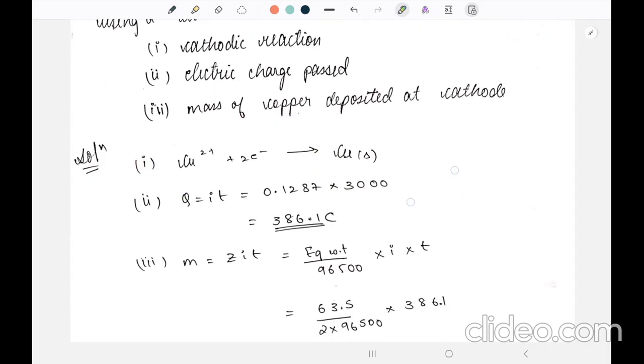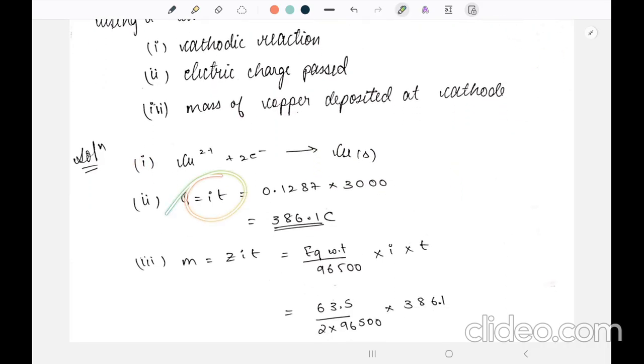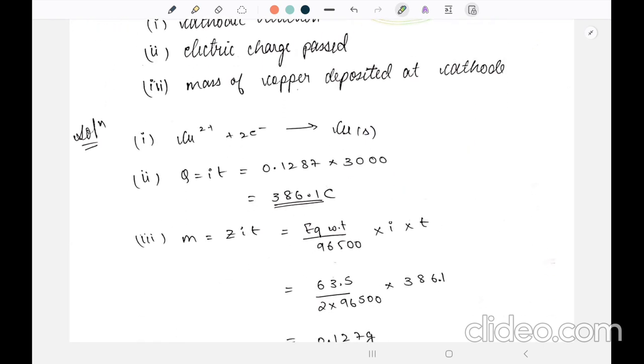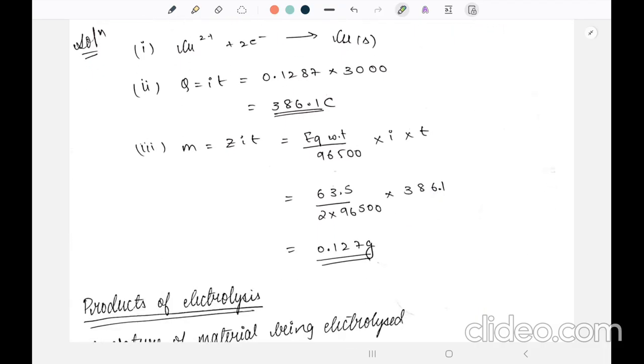We can find the charge with the formula I × t, where the time is 50 minutes. We convert 50 minutes into seconds and get the final answer of 386.1 coulombs. Then we find the mass. Mass is equal to Z × I × t, where Z is the equivalent weight by F. We know the formula of Z to be E/F, and the final value would be 0.127 grams.